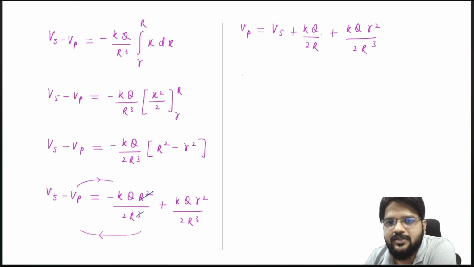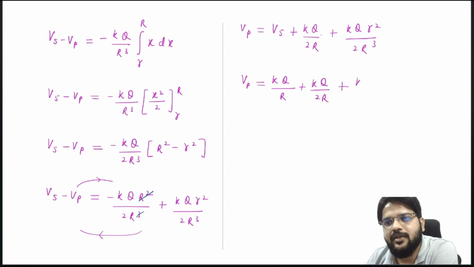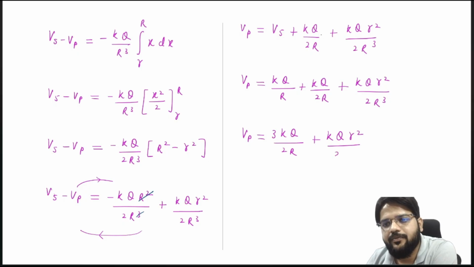Put this Vs value, because we know the potential on the surface formula is KQ by R, and this is KQ by 2R, correct? Plus KQ R square by 2RQ. Now do one thing, add both, then what we will get? Vp equal to 3 KQ by 2R plus KQ R square by 2RQ.